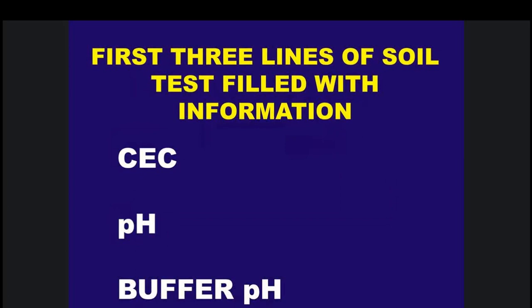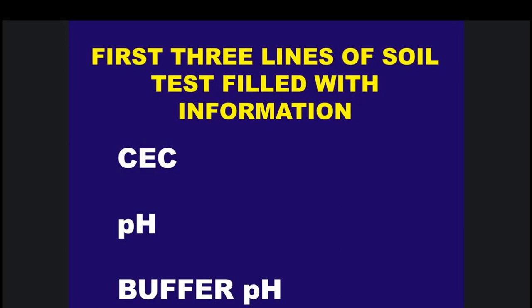Okay, the first 3 lines of a standard soil test, and this will vary a little bit by the type of presentation you're getting from the soil test firm, but most of them are going to have the first line say CEC, and again, it's an abbreviation, and they'll give you a number. And then the second one will be pH with a little p and a big H, and then usually the third line is buffer pH. And again, there's very little explanation, if any.